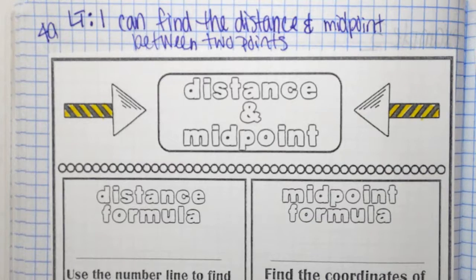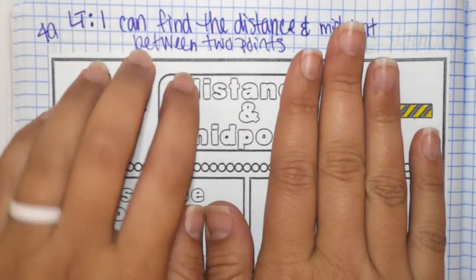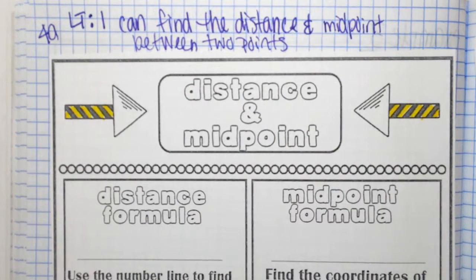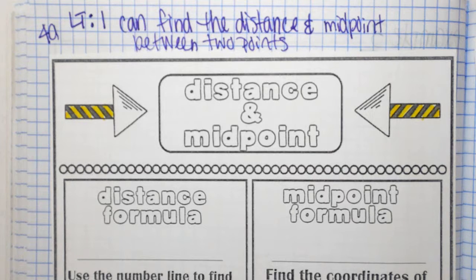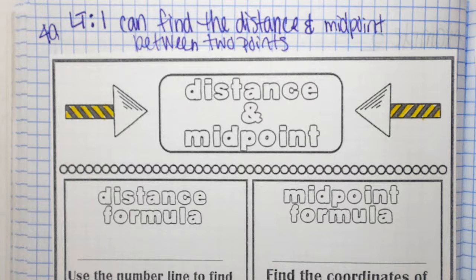All right, pump the brakes. So our learning target today says I can find the distance and midpoint between 2 points. That's what we're going to do. We said at the beginning that distance is always positive because it's the distance you travel from one point to the other. And then midpoint, what's the midpoint? The middle. Midpoint in the middle.